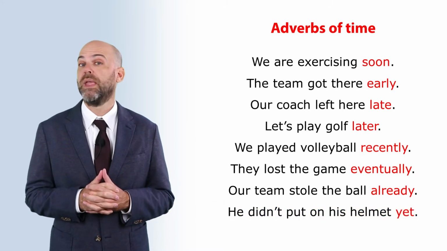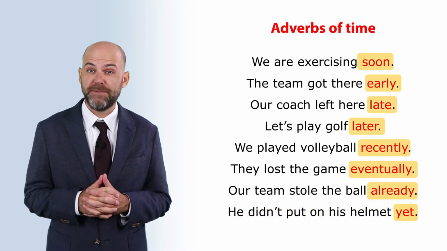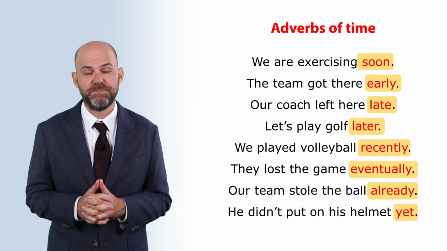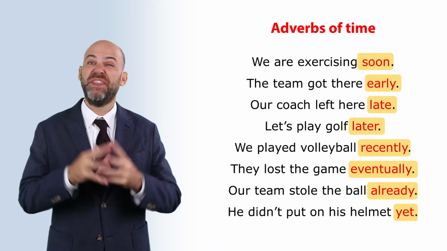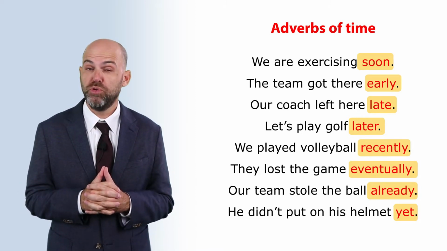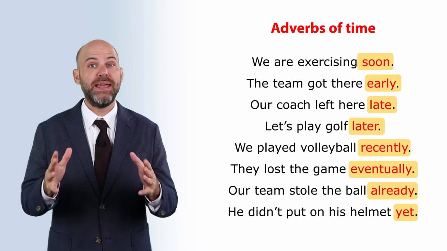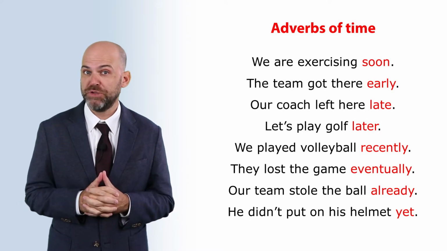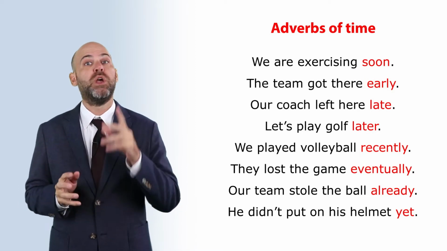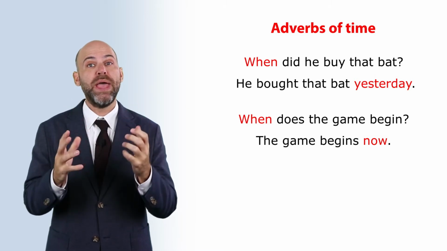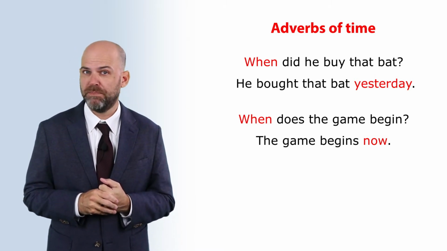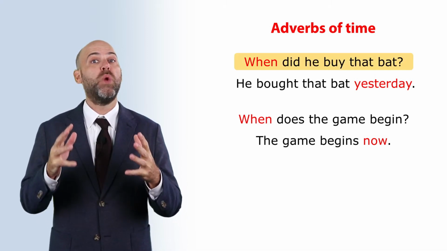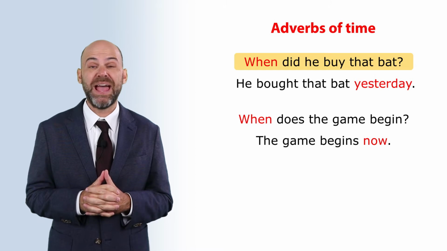Very nice. These indefinite adverbs of time do not tell us a specific time. Again, we notice that adverbs of time are usually placed at the end of the sentence. Now let's try some questions and answers. We use the question word when to ask about time. Repeat after me. When did he buy that bat?